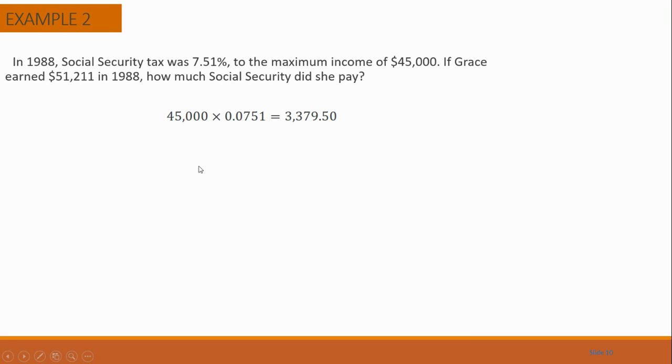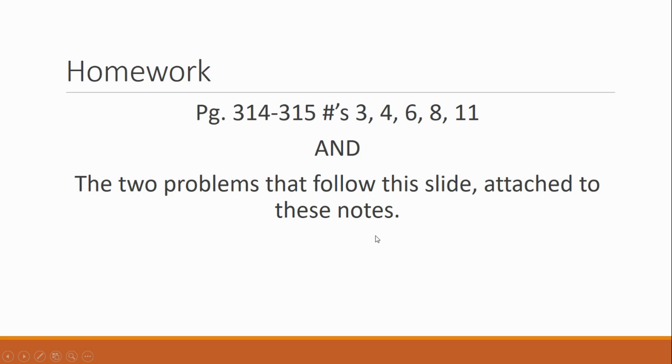So we are going to multiply it by 7.51%, again making it a decimal. And Grace's Social Security tax in 1988 was $3,379.50. Again, this example is different from the last one because Grace made over the amount, meaning that we are only allowed to charge her taxes on the $45,000 of the max income.